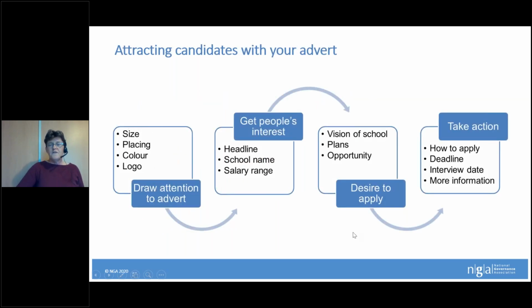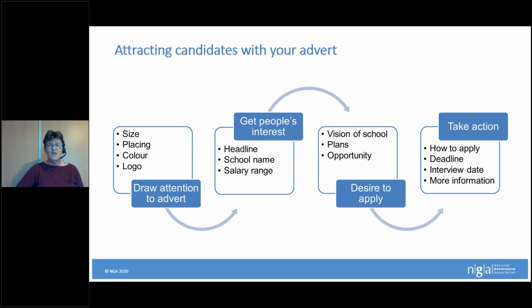We don't often think of schools as businesses, but this is one of those rare times when we need to sell our school and sell our organisation to attract people's attention. So when you think about your advert, there are key stages. We want to draw attention to that advert. So we need to think about the size of the advert, the place on the page, the colour, the school logo. We need to get people's interest. So what's the headline on your advert? The school name will play a factor there, and so will the salary range.